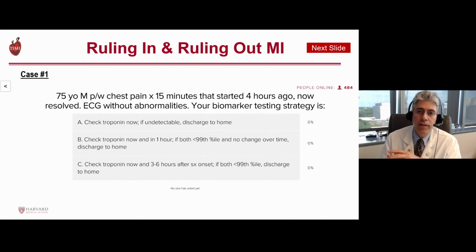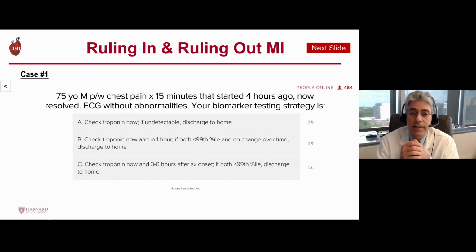Okay, ruling in and ruling out an MI. So here we have the first case. This is a 75-year-old man who presents with chest pain for 15 minutes that started 4 hours ago. Now it is resolved. The ECG is without abnormalities.